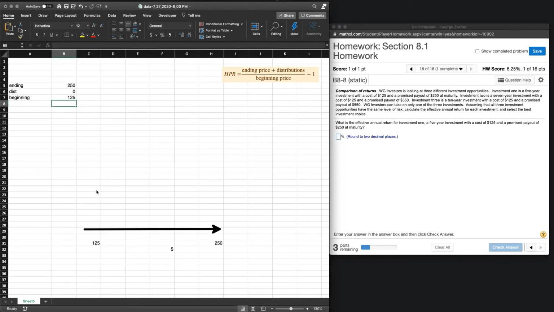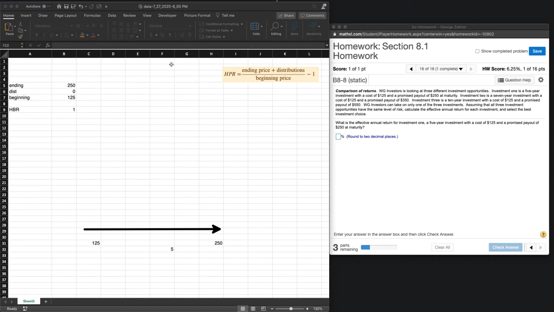To solve for our HPR, let's use our equation here: ending plus distribution, divided by beginning, and we subtract all of that by 1. If you think of it in terms of a rate, in other words, we doubled our money in 5 years. That's why we have about a 100% increase. Now, this is not annualized. That's why we need step 2, and in order to do that, we need to figure out our effective annual rate.